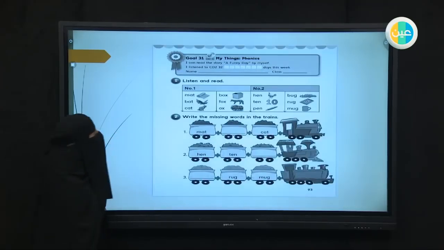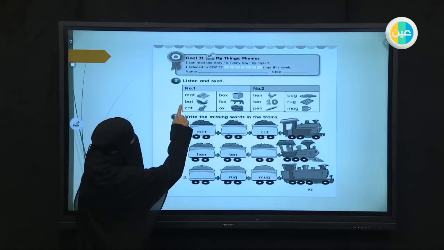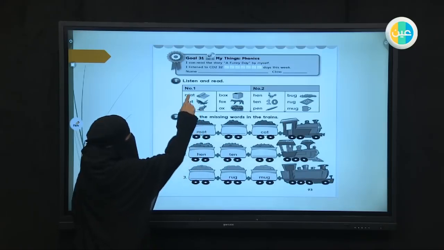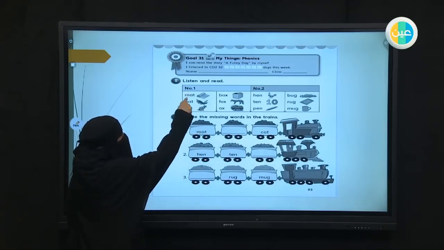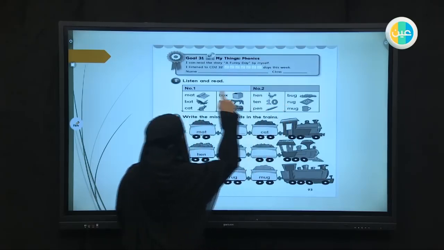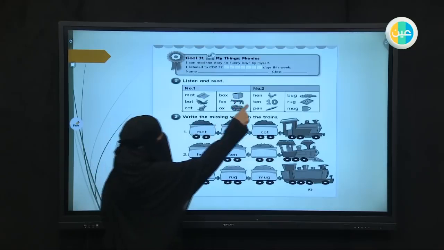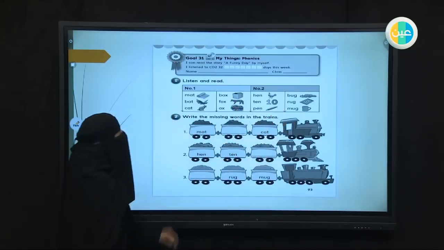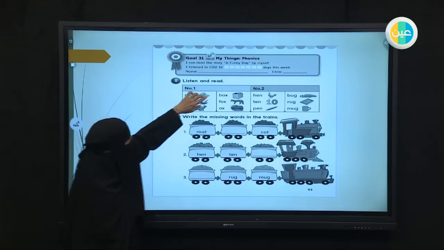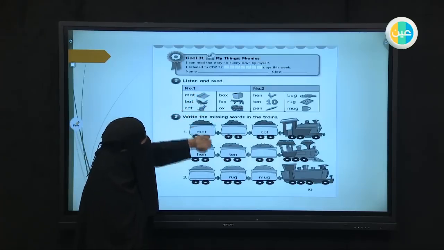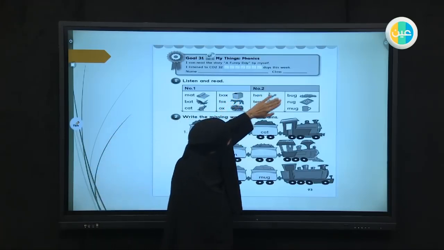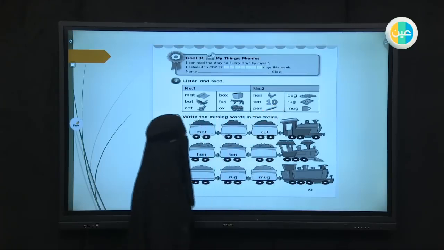Okay, let's go now to the vowels again. Here we have listen and read. So you're going to read the words in the comments. Here it's all about the sound, the A sound. So we have A, O, E, and U. Let's read them. Mat, bat, cat. Box, fox, ox. Hen, ten, pen. Bug, rug, mug. Very good.